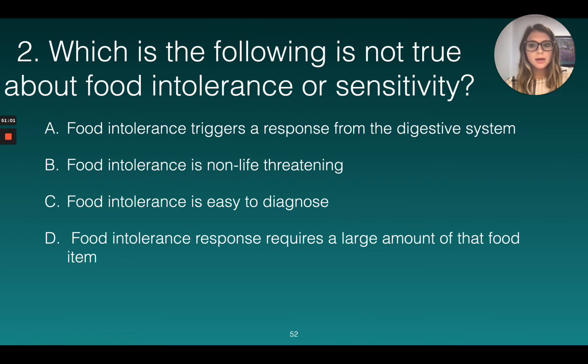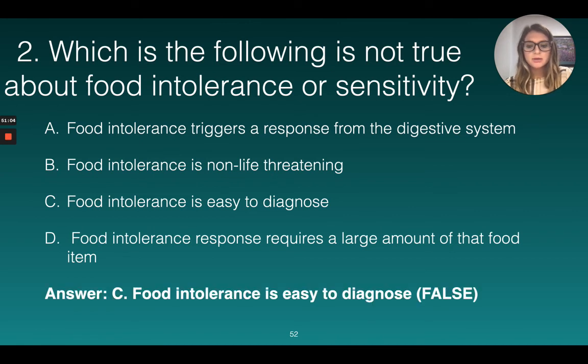So which of the following is not true? The answer is C, food intolerance is easy to diagnose. Because there's no specific test, not a skin prick test, not a blood test to identify it, food intolerance can sometimes be difficult to diagnose. Diagnosing utilizes a food diary to track symptoms, or elimination and then reintroducing those common food items that cause sensitivities and seeing what an individual's reaction is.